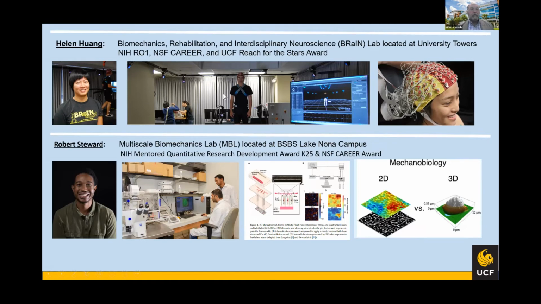Helen Huang hit the ground running with an R01 within 2 years of joining the department. She's also just won an NSF Career Award. She has this brain lab that's involved in brain-computer interface and rehabilitation, and is interested in lower body mechanics, gait, etc. Robert Stewart, who's probably the only one in our group that's really doing work at the cell level, although his interest is in cell mechanics.